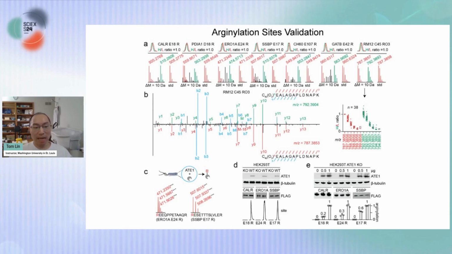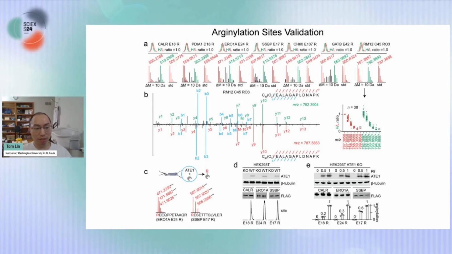To validate some of the sites, we used the standard peptides on the top to compare their chromatographic MS1 and MS2 behaviors of 7 sites. The middle of the figure shows representative MS2 spectra containing the arginine 10 and arginine 0 modifications. In addition, on the bottom left, we used an in-bacteria arginylation assay to confirm 2 sites, ERO1A E24 and SSBP E17. Using the wild-type and ATE1 knockout cells, we show that arginylation in calreticulin, ERO1A and SSBP is ATE1 dependent.